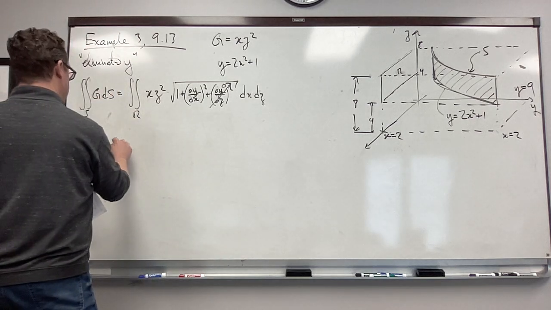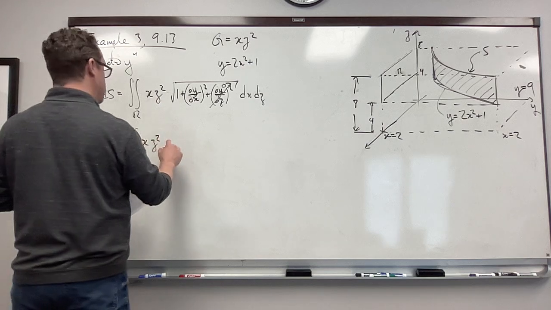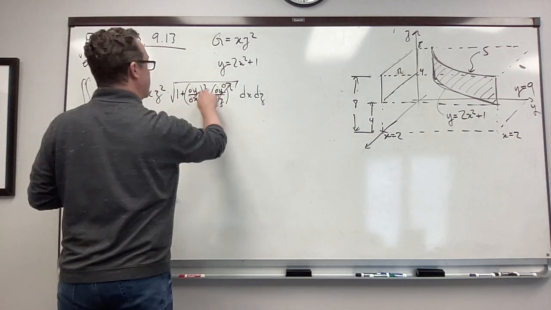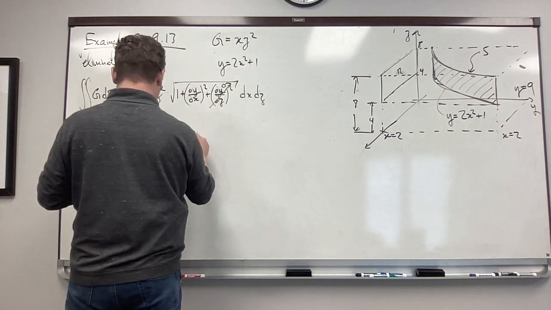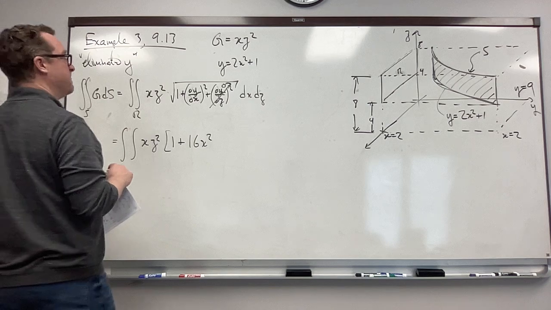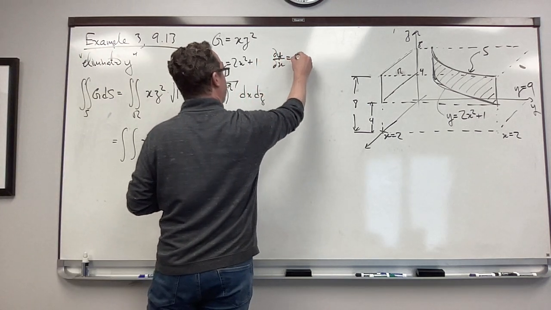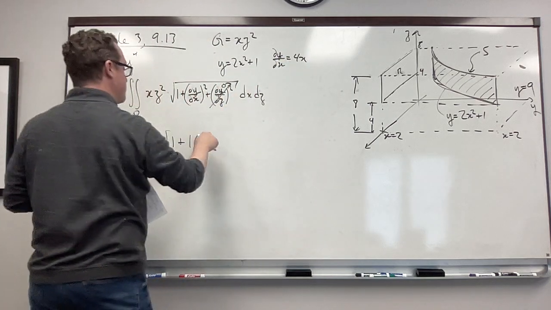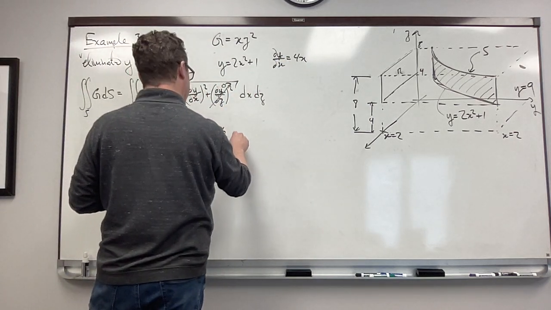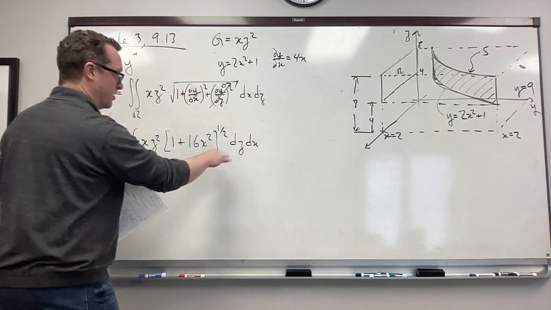So this becomes x z squared times the square root of 1 plus, so the derivative here would be 4x, so that's 4x squared, so 16x squared, right? So 16x squared. Okay, and then it doesn't matter which way we write this. I'm actually going to do the z integral first. I'll switch order, but that's not critical.